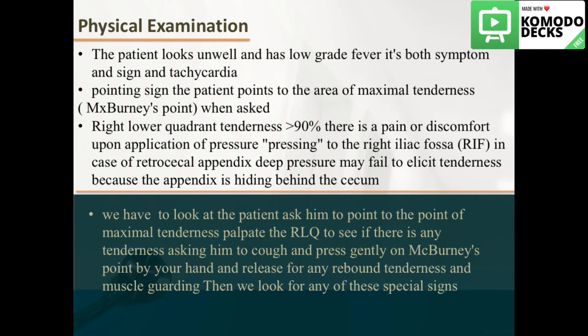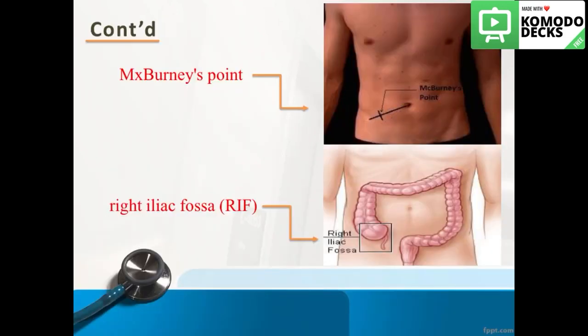So we should look at the patient and ask him to point to the point of maximum tenderness. Palpate the right lower quadrant to see if there is any tenderness, ask him to cough, and press gently on McBurney point with your hand and release to check for any rebound tenderness, and muscle guarding. We look for all of those special signs. As you see, the first picture is McBurney point and the second one is the right iliac fossa.